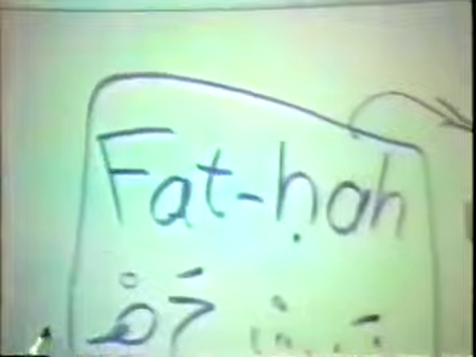The next vowel is called kasra. And this is the one that goes underneath the letter.